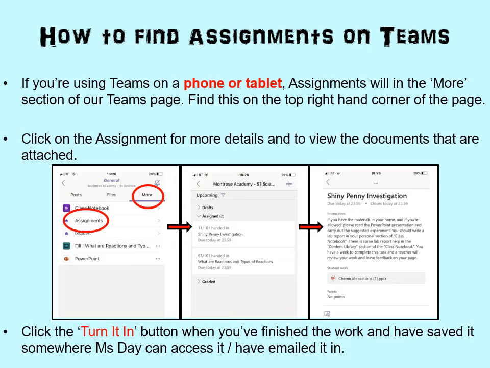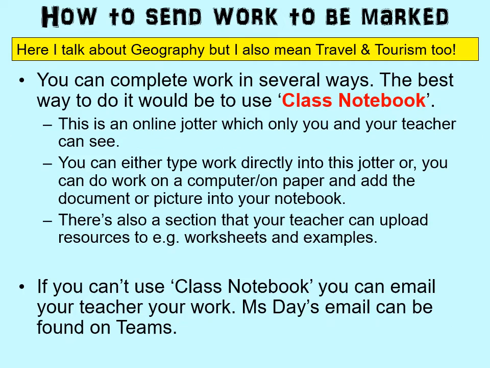So if you're using a phone or tablet, assignments is really easy to find, but it's in a little bit of a different place. So if we look at the most left hand side of this picture that we've got, you'll find the assignments on our Teams page, but you have to go to the top right hand side and go to More first, and then you'll see assignments coming, and again you click on that and it will show you the instructions. And just like the slide before where I spoke about using a computer, you need to click the Turn It In button when you've finished the work.